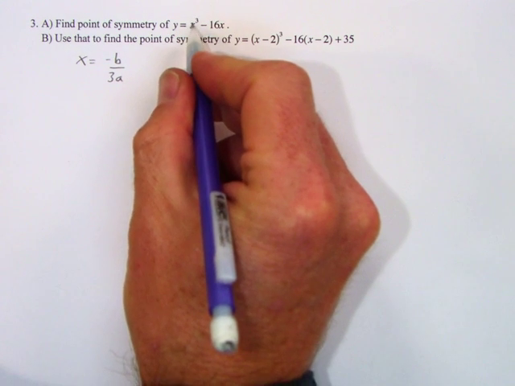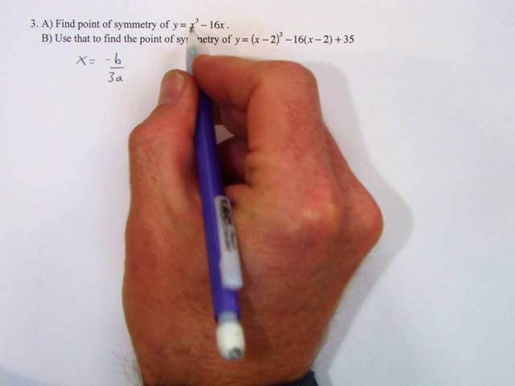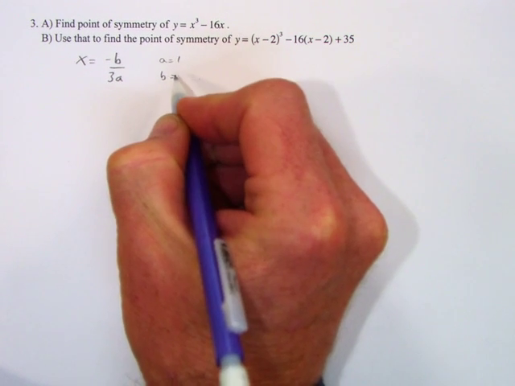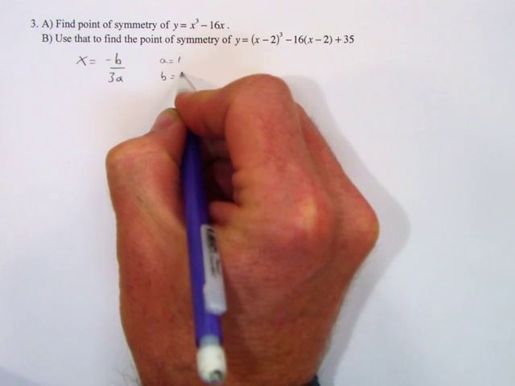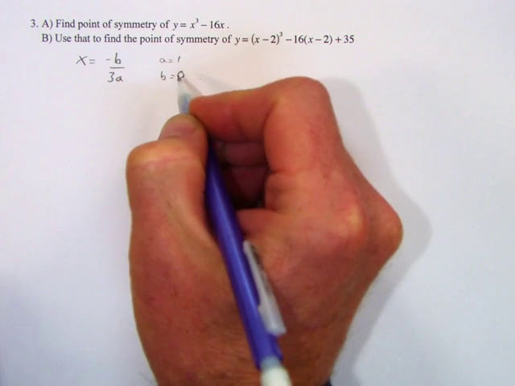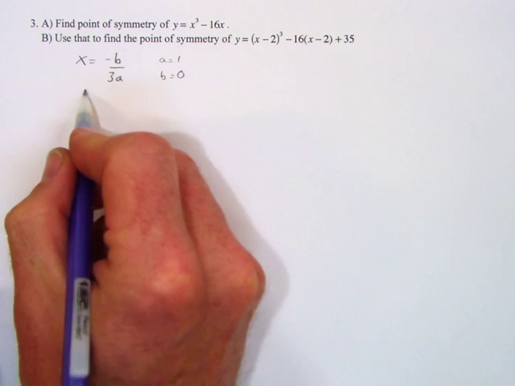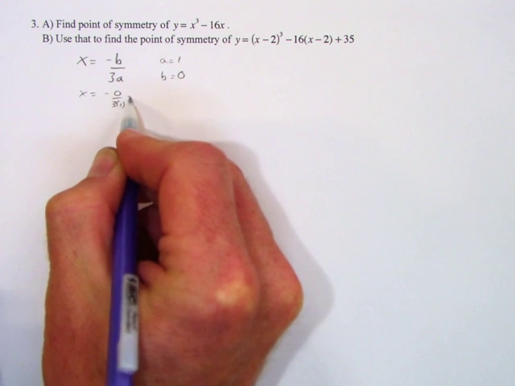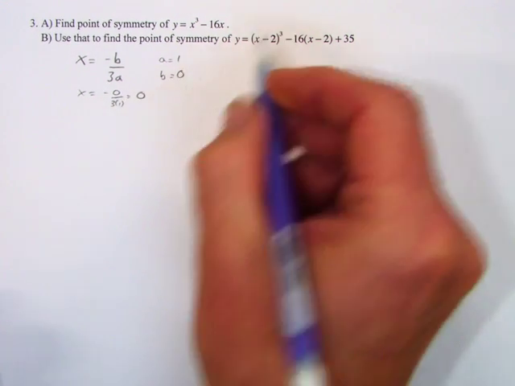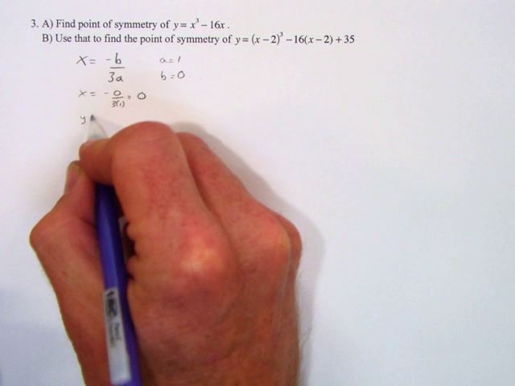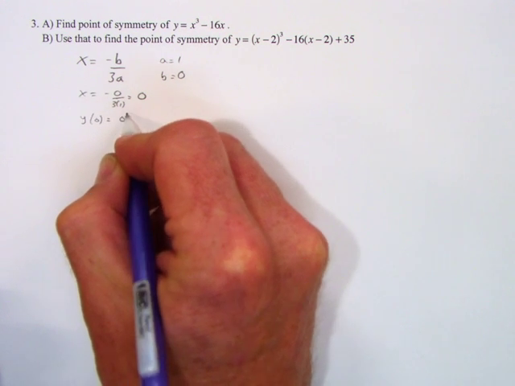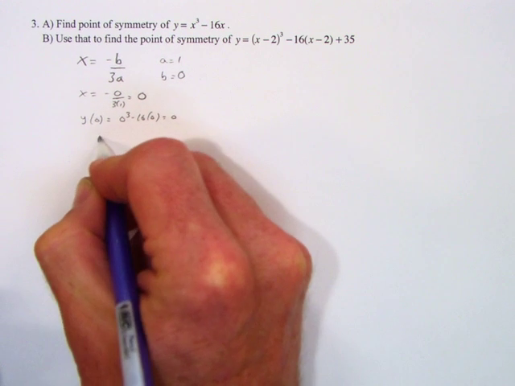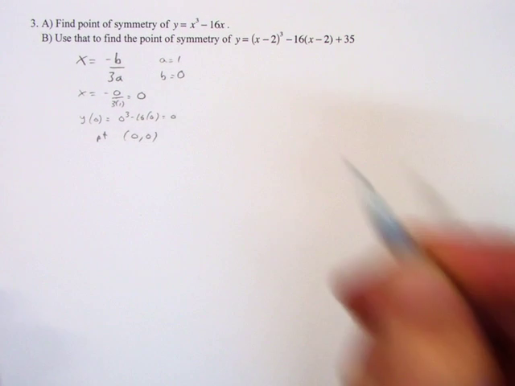What is a? In this case, a is the coefficient of x cubed. So a is going to be 1, and b is the coefficient of x squared. So what is that? 0. So if I plug that in, I just get negative 0 over 3 times 1. I don't really need the 3 times 1. It just gives me 0. And if I plug it in, y of 0 gives me 0 cubed minus 16 times 0, or 0. So my point of symmetry is 0, 0.